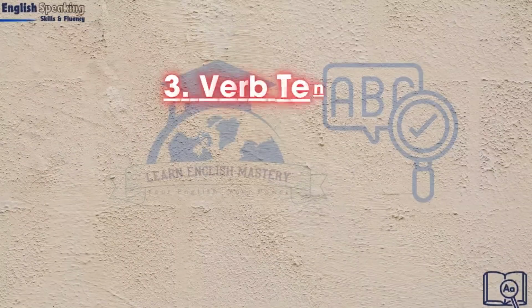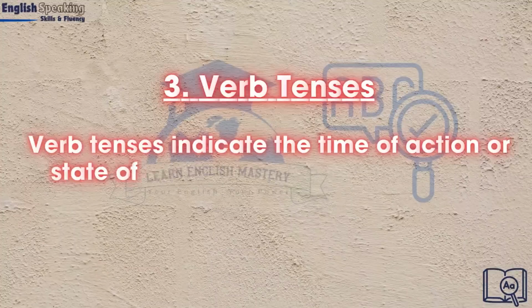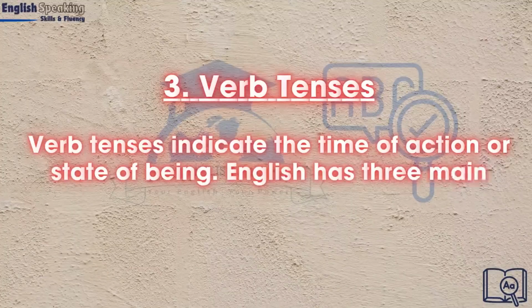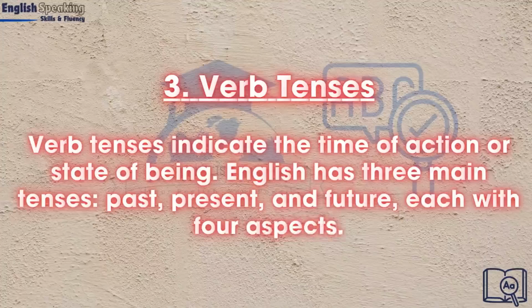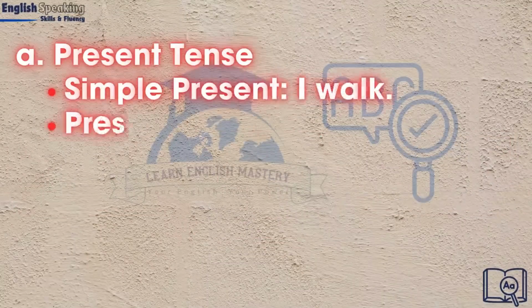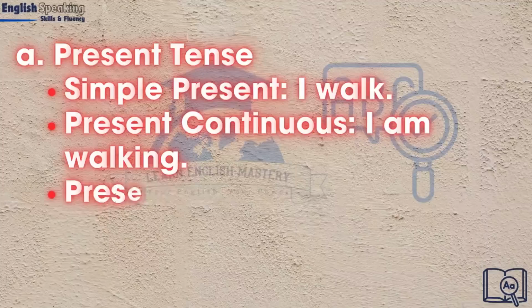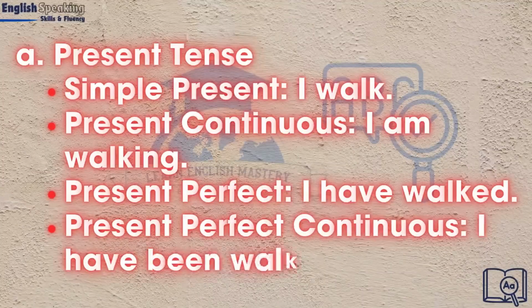3. Verb tenses. Verb tenses indicate the time of action or state of being. English has three main tenses: past, present, and future, each with four aspects. A. Present tense, simple present, I walk. Present continuous, I am walking. Present perfect, I have walked. Present perfect continuous, I have been walking.